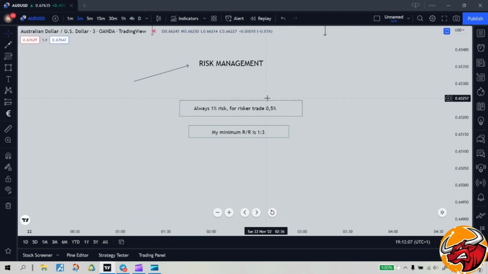So why is this important in trading? This is the most important thing in trading, guys. You should always risk 1% of your account, and for riskier trades 0.5%. My minimum risk reward is always 1 to 3, but this is not optimal, guys. You can use whatever risk reward you want, but I recommend using a minimum of 1 to 3.